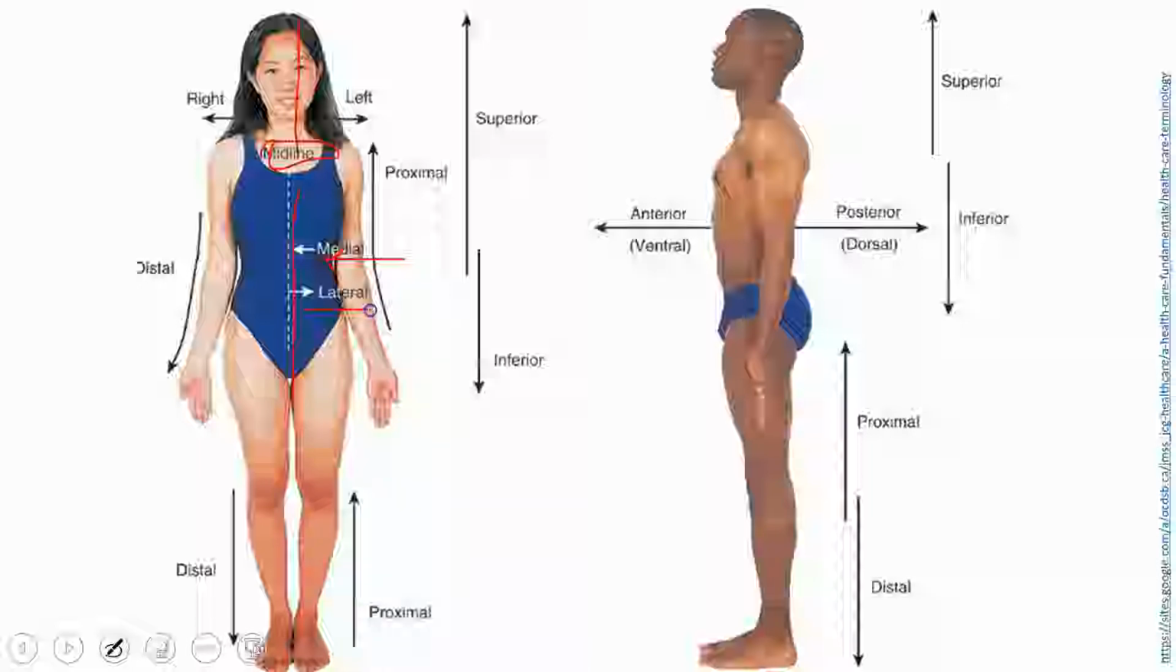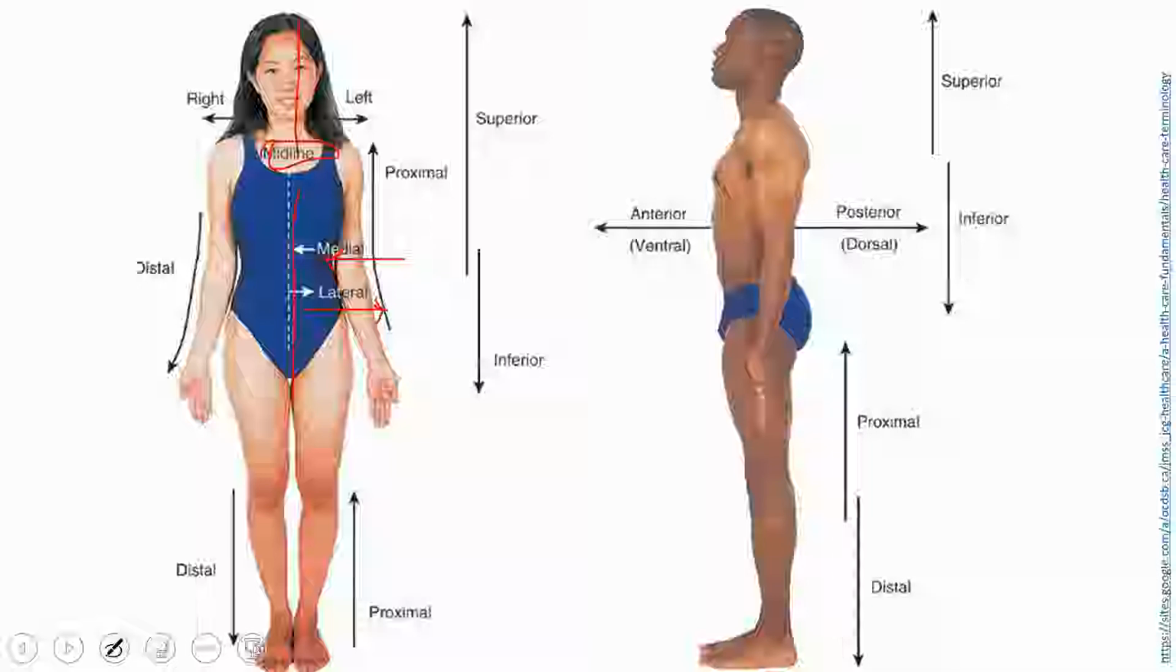Anything that is moving away from the midline is going to be referred to as lateral. So if we see somebody laying on their left side, it would be left lateral. If they're laying on their right side, it would be right lateral. We also use that indication for identifying locations of different portions of the body, so if it's more medial or more lateral.